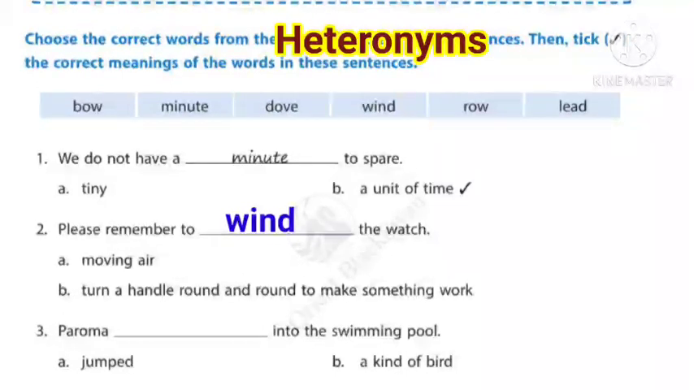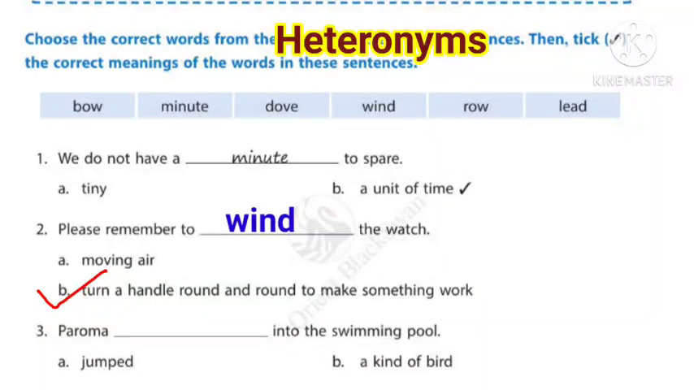Please remember to wind the watch. No, it's a wrong answer because wind means air, isn't it? Yes. So the second option is the correct one. Turn a handle round and round to make something work. The spelling is the same, but we pronounce it as wind. W-I-N-D. It is pronounced as wind for the second meaning. Okay. So here the second meaning is the correct one.